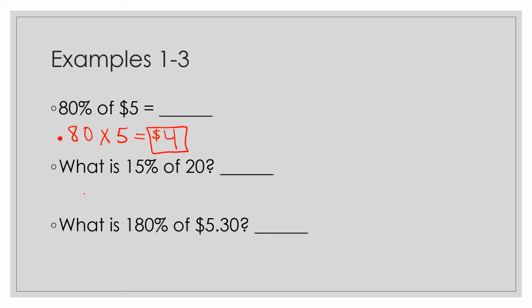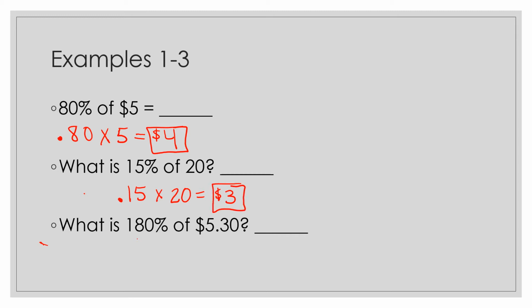Okay, what is 15% of 20? So we would change 15% to a decimal. 0.15 times 20, and 0.15 times 20 is $3.